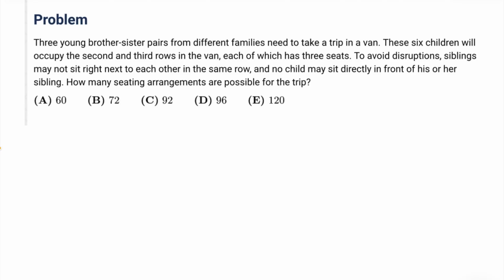So I'm going to label the 3 sibling pairs as A, B, and C. Instead of first worrying about which specific sibling is sitting where, I'm going to focus only on the families first. So let's suppose that a child from family A sits in the leftmost seat of the second row. This is the second row, this is the third row. If any child from family A sits here, then it could be A, B, C, or A, C, B. So these are the only 2 possibilities.